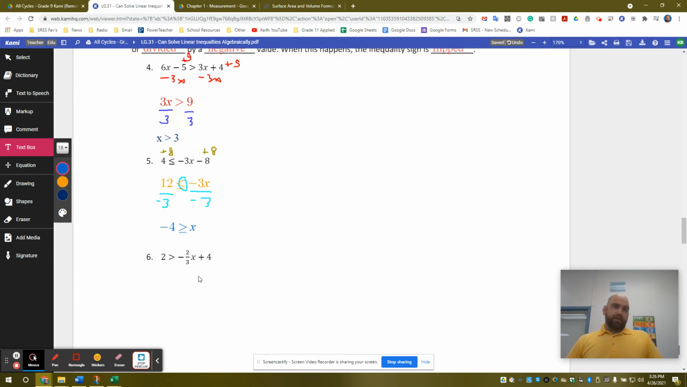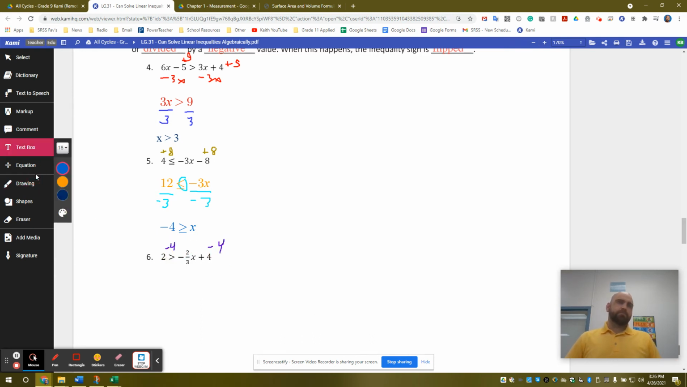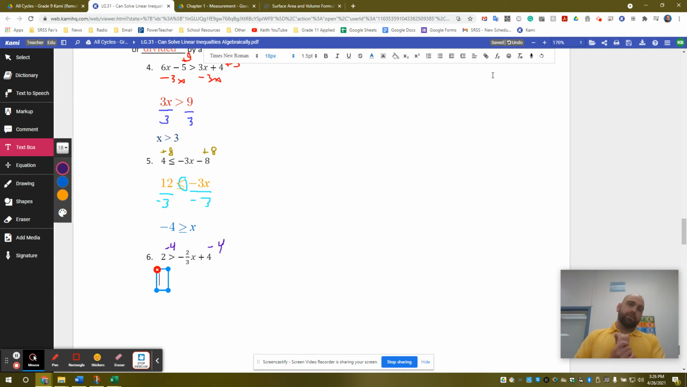Let's do it one more time here. So here we have a case: 2 is greater than negative 2 over 3x plus 4. We're going to start off by subtracting 4 from both sides. So 2 minus 4 is going to be negative 2. Negative 2 is greater than negative 2 over 3x.